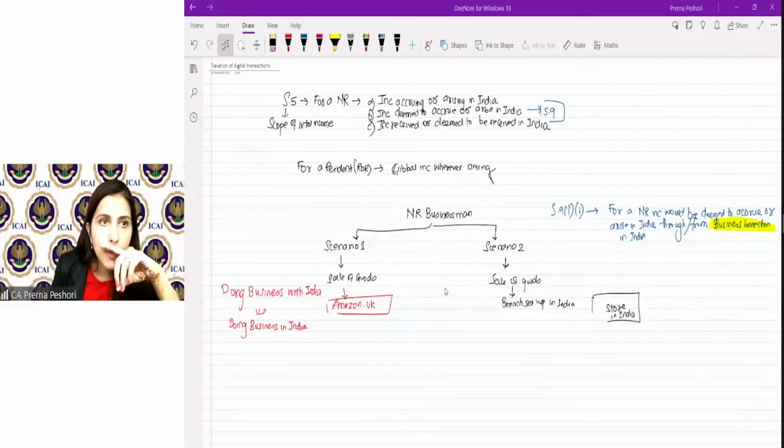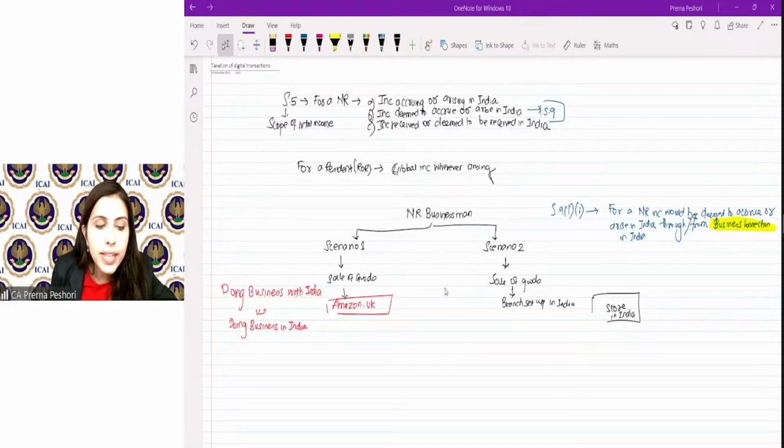Sure, Shankara, I'll wait for you to copy. But meantime, can you just answer exactly the difference between with and in? Is there any difference or there is no difference per se? Yes, Prerna, that's very correct. Yes, Arun, that is absolutely correct. In India means, Prerna, you're right, that it is within the Indian territory.